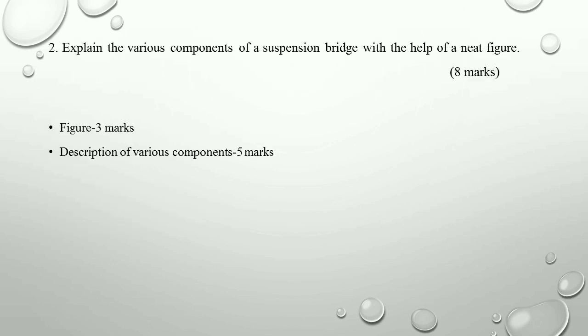Second question is explain the various components of a suspension bridge with the help of a neat figure. Question carries 8 marks. If a sketch is drawn properly with neat labelings, you can get 3 marks. If description is written properly, it can fetch you 5 marks.